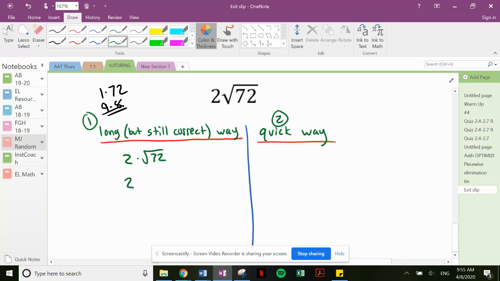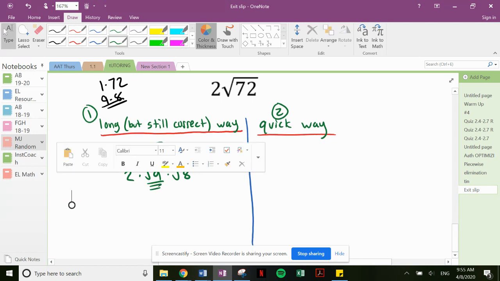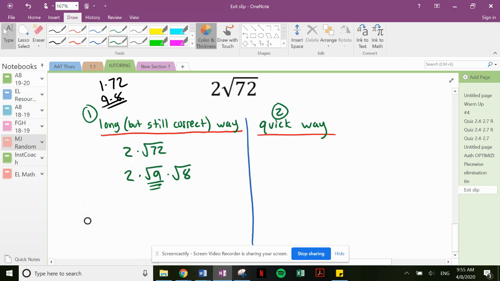So sure, I'm going to put 2 times the square root of 9 times the square root of 8. Again, making sure to write that perfect square first because that's going to be the one that simplifies. Now I know the square root of 9 is 3, so that's really 2 times 3 times the square root of 8, giving me 6 root 8. Now a lot of people might be satisfied with this answer, but unfortunately we are not done yet. That's why this is the long way, because 8 actually breaks down even further.